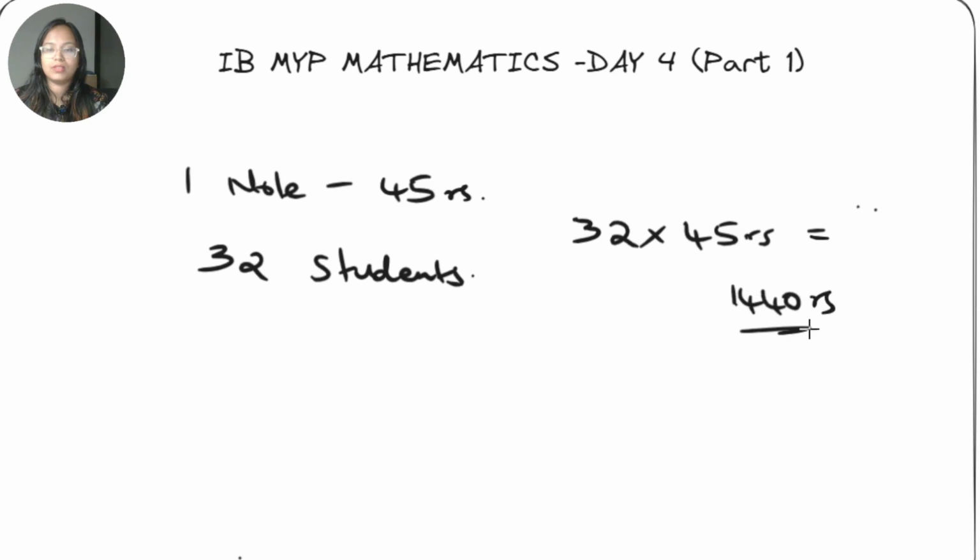1440 rupees. Now, here is another question. What if the shop offers a discount if you buy more than 30 books? Would your answer change? Yes, right? And that's exactly why understanding the situation is more important than calculating the answer.